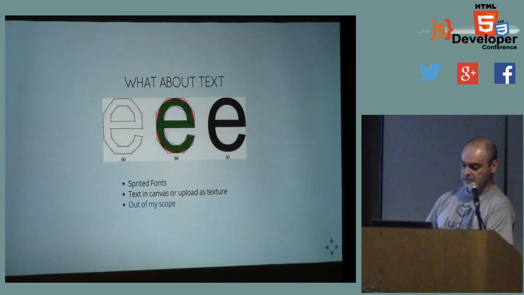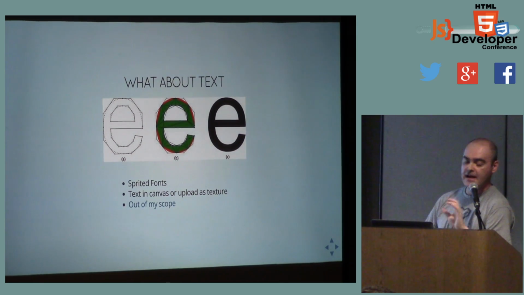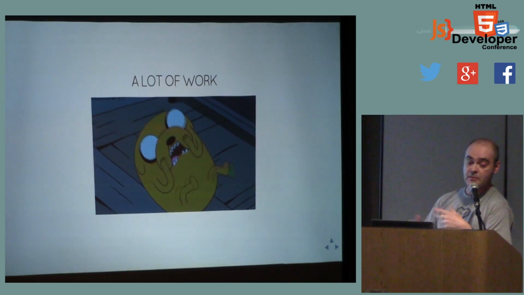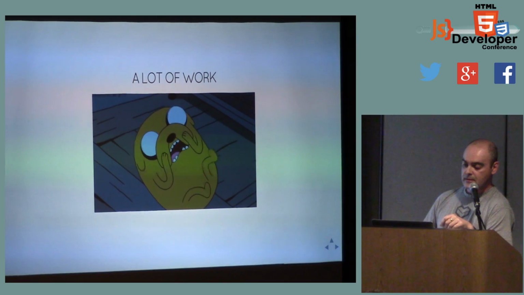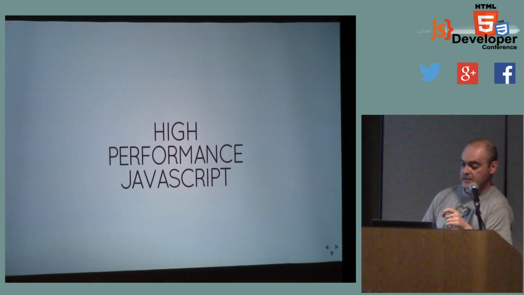And what about text? This is something beyond my understanding and my scope, but if you want to have text in your WebGL-based games, either use sprite fonts and treat them as draw image primitives, sprites in the end, or draw your text in a canvas, upload that to the GPU, and treat that as a temporary texture, which could be reused across your game.